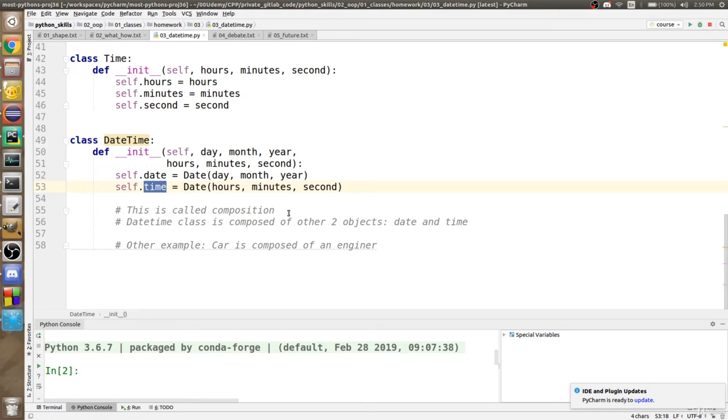By the way, this is code composition. When an object consists of other objects, this is code composition. Another example, like when you say a car is composed of an engine. This is an example of a composition. Remember, the employee class has an object from another class named full name, which has first, middle, and last name. This is all code composition. We'll learn more about composition during the course.